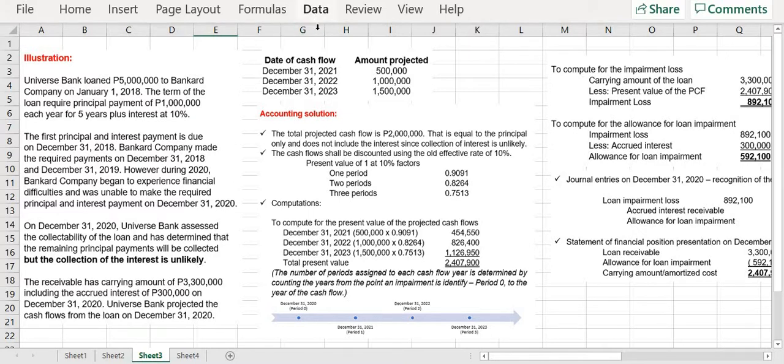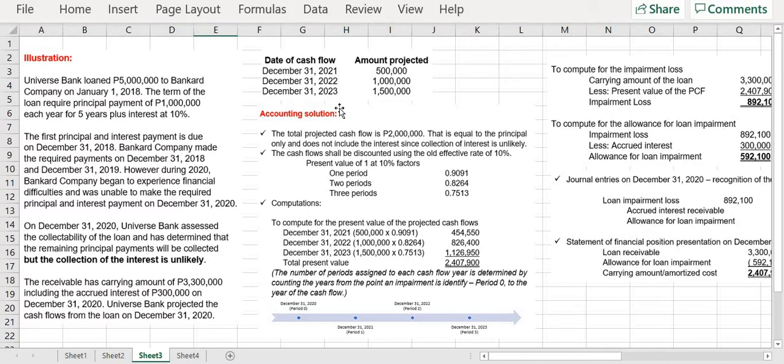Ayan. And the date of cash flows is ito. So, makukolekta daw yung balance. Magkano yung balance? 3 million. And, makukolekta daw siya starting December 31, 2021. Next is sa 2022 and 2023. No? Ito din yung mga amount na projected. So, 500,000 lang sa 2021, 1 million naman sa 2022, and 1.5 million sa 2023.